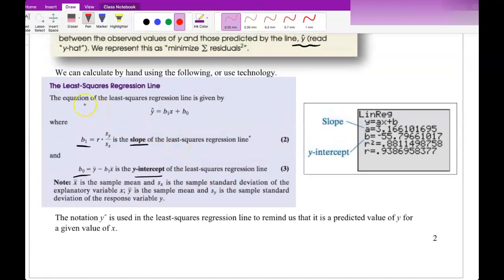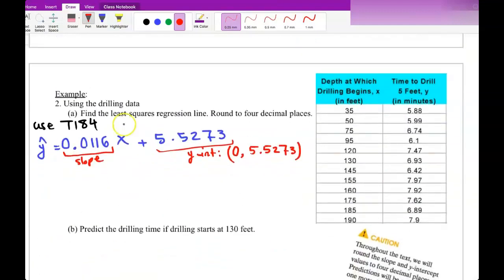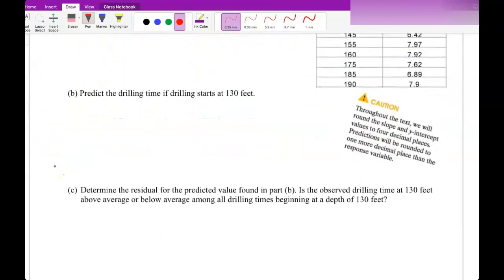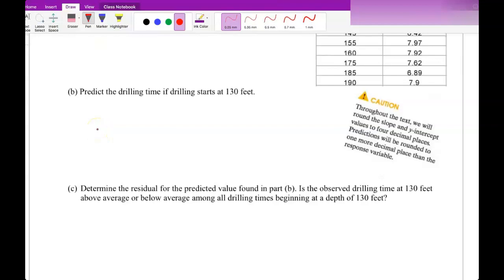So once again, for the equation of the least square regression, we use a y hat. And here it asks us to find the least square regression line, so showing it with y hat. Now part B, predict the drilling time of drilling starts at 130.